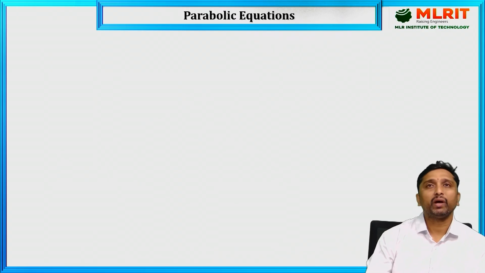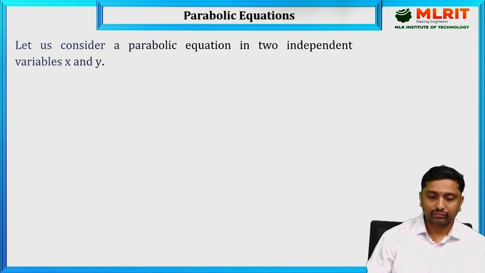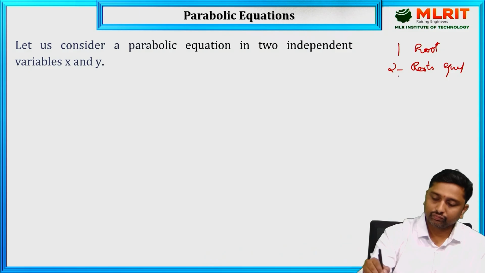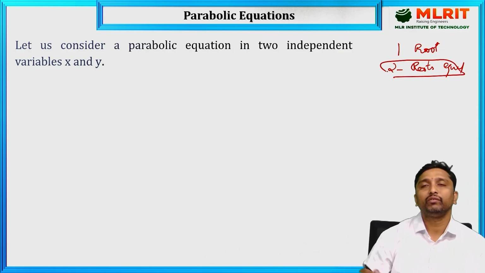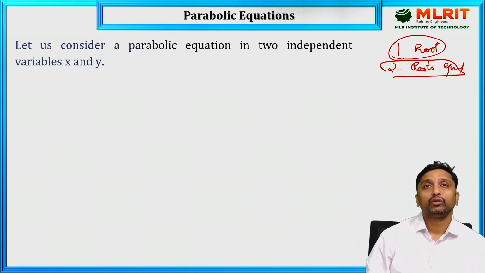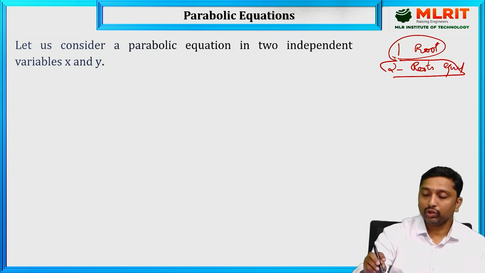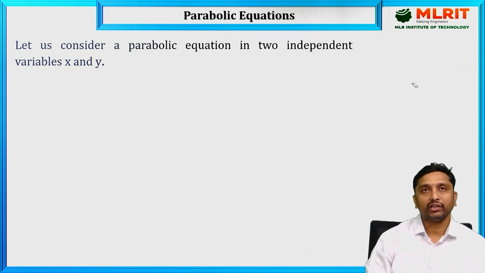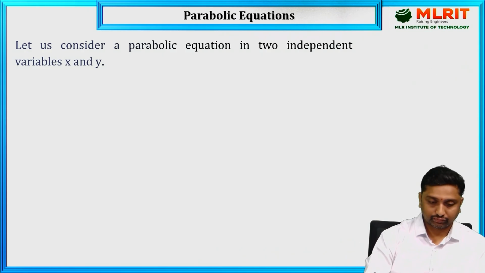Now moving on to parabolic equations. Parabolic equations, as I said, will have one root, or two roots which are equal. If you consider it as two roots, then the two roots are always equal. So you will be having only one root, and you are going to experience only one characteristic curve which will be defining the boundary, right?